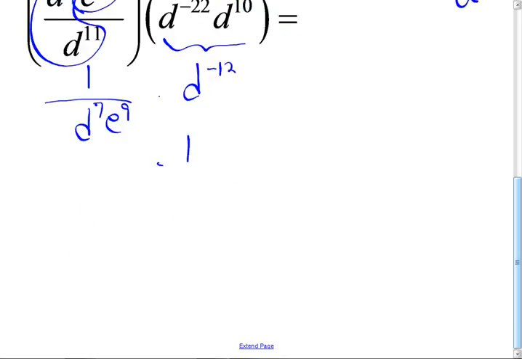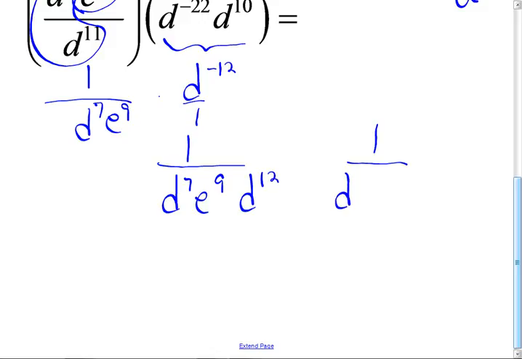Okay, I don't like those negatives. So I have 1 over d to the 7th, e to the 9th, and I'm going to fix that one. That's in the numerator right now, so I'm going to put it here, and that will become positive 12. So this is 1 over what? How many d's do I have altogether? I have 7 here, 12 here. How many is that altogether? 19. And e to the 9th.